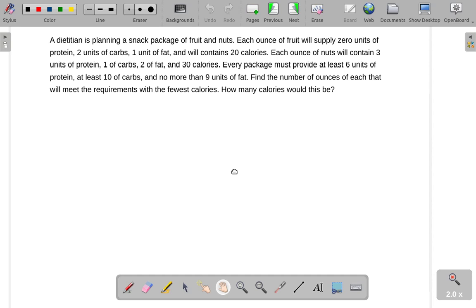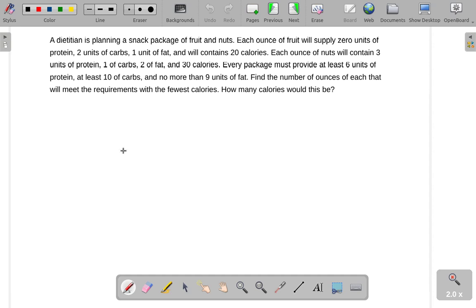A dietitian is planning a snack package of fruit and nuts. Each ounce of nuts will supply 0 units of protein, 2 units of carbs, and 1 unit of fat, and will contain 20 calories. Each ounce of nuts will contain 3 units of protein, 1 of carbs, 2 of fat, and 30 calories. Every package must provide at least 6 units of protein, 10 units of carbs, and no more than 9 units of fat. Find the number of ounces of each that will meet these requirements in the fewest calories. And how many calories will this end up being?